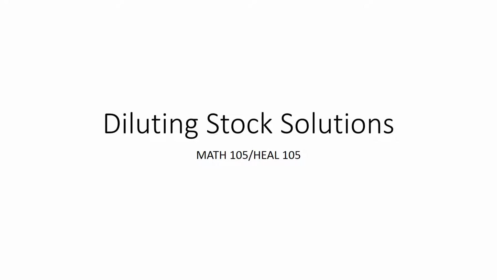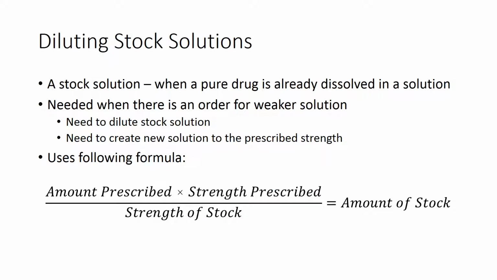This module is about diluting stock solutions. A stock solution is when a pure drug is already dissolved in a solution. Therefore, it's already been dissolved. You need to dilute the stock solution when there is an order for a weaker solution, or when you need to create a new solution for the prescribed strength. And we'll always be using the following formula for each one of the examples.